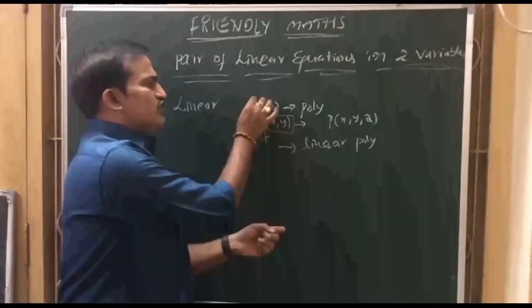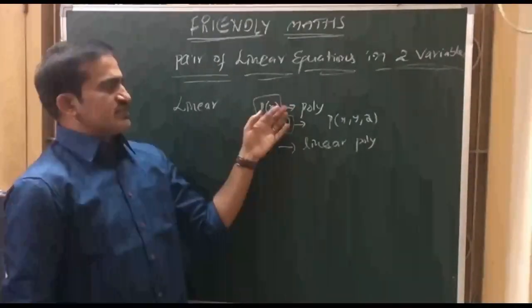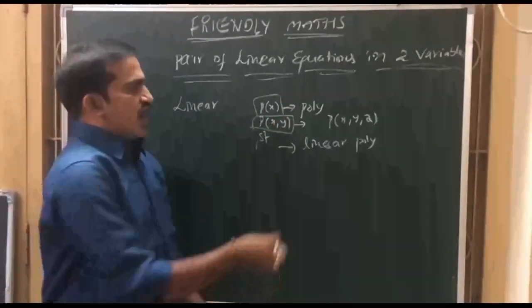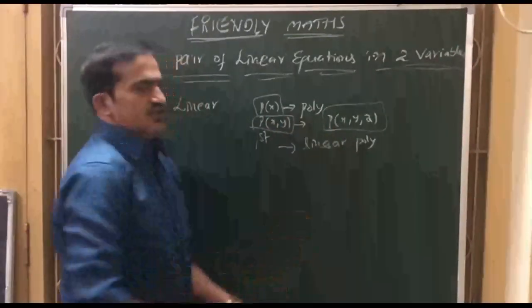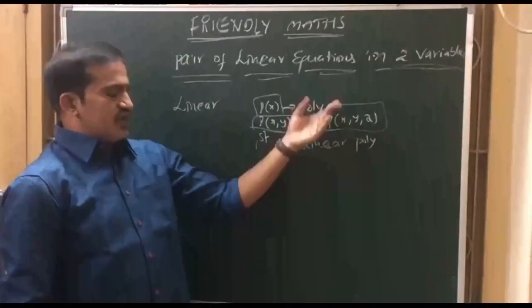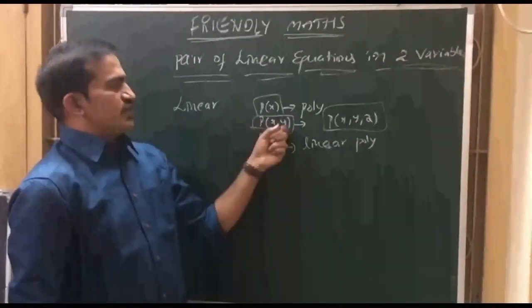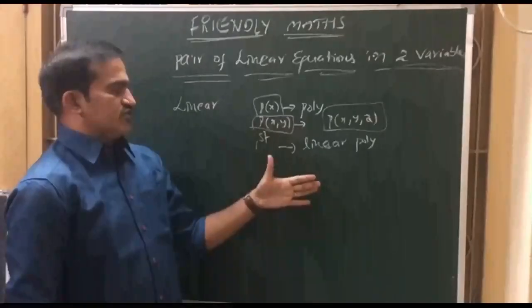Linear equation in one variable, P of x, is also there; it was in previous classes, and we will discuss it afterwards. And P of x, y, z, a three variable equation, we can learn in further classes. Now we are discussing P of x, y and linear equation in two variables.